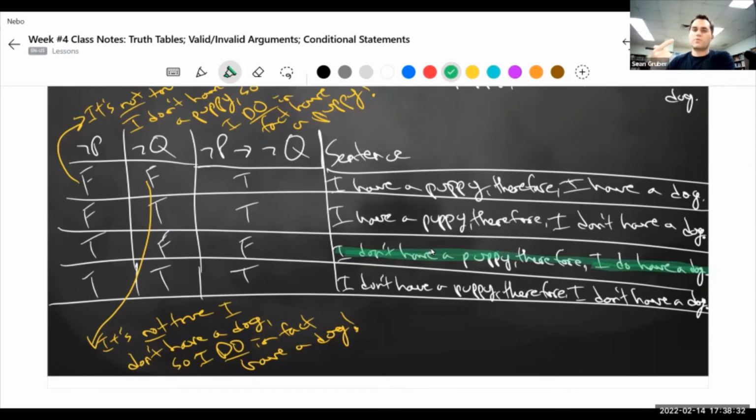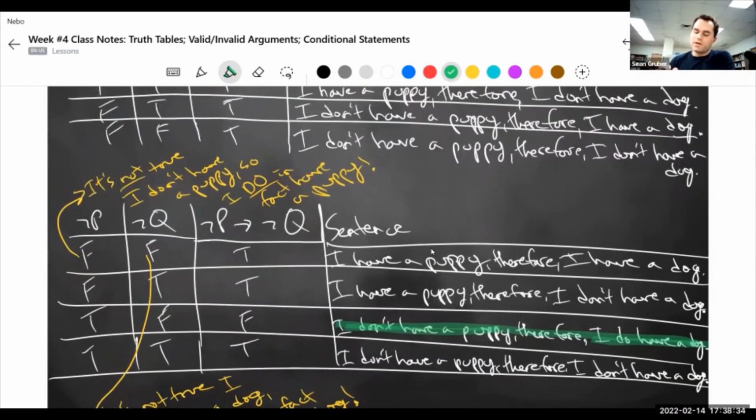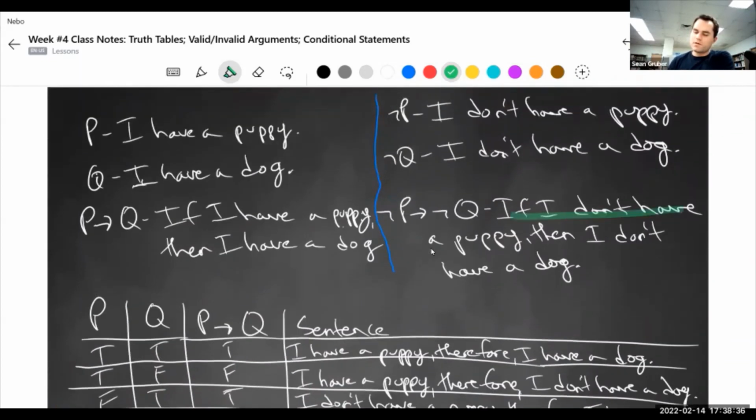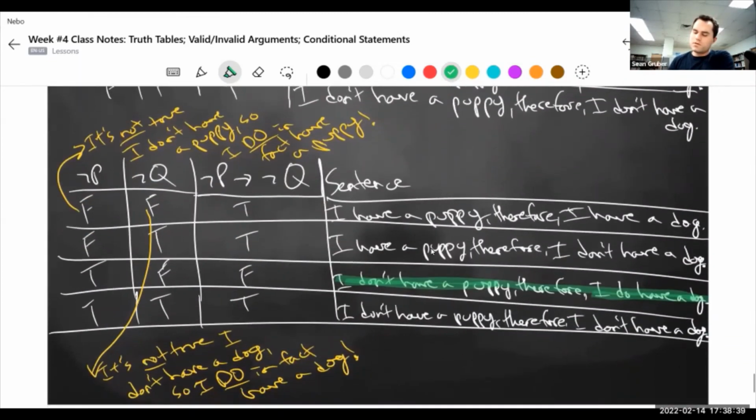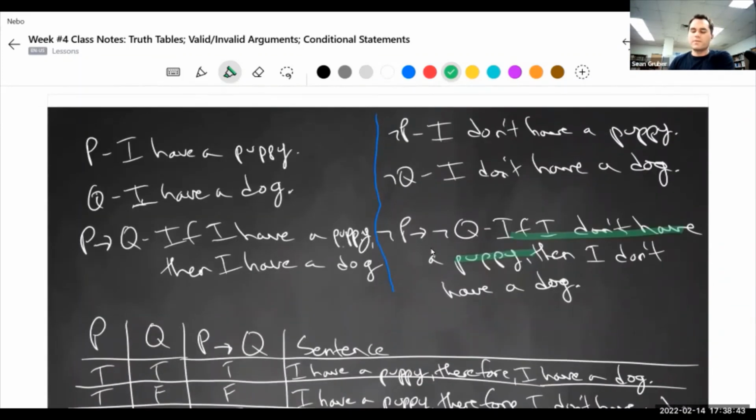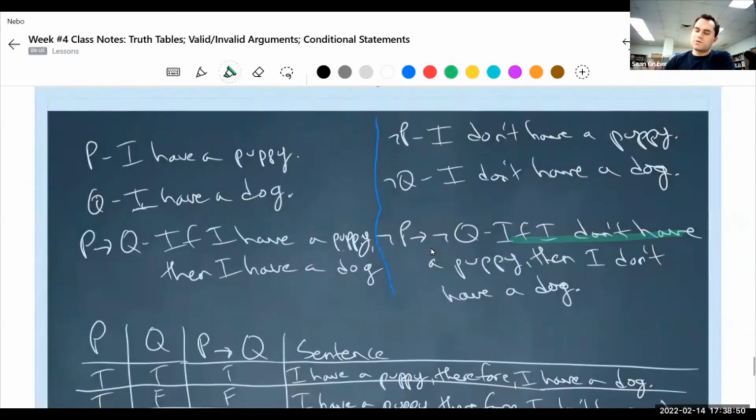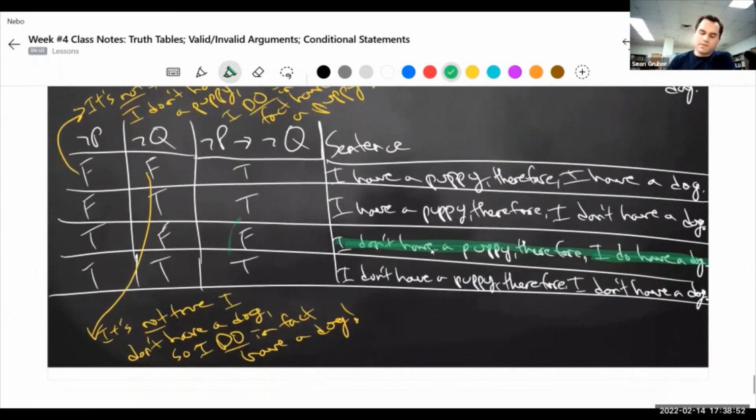Go back to the new promise, right? I don't have a puppy, okay? If I don't have a puppy, therefore, I do have a dog. Well, the promise said, if I don't have a puppy, then I don't have a dog. I just broke my promise, right? So that is why this gets a truth value of false, okay? This sentence does not follow what we promised. And then in our last one here, I'll make this a little bit clearer.